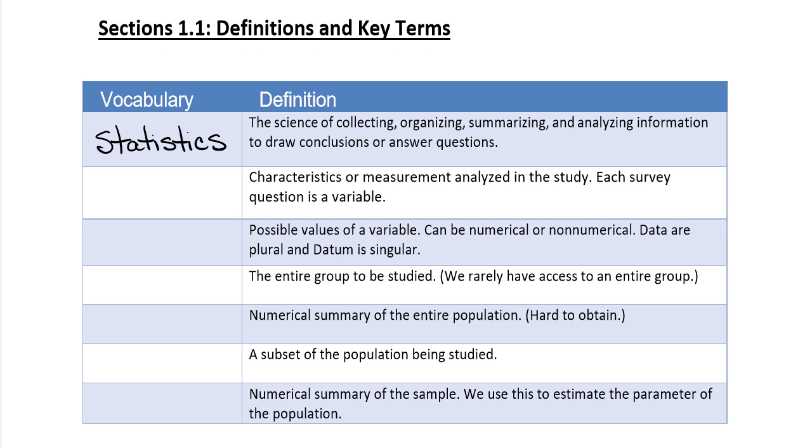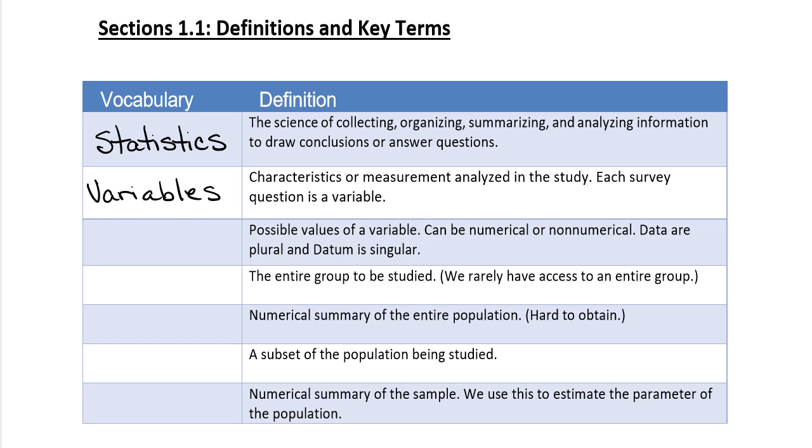Now, within statistics, we have things called variables. Now, these are different than the variables in algebra. Variables in statistics are the characteristics or measurements that are analyzed in a study. Think of each survey question as a variable. Someone's age is a variable, gender, their level of math anxiety. Each of those is a variable in a study.